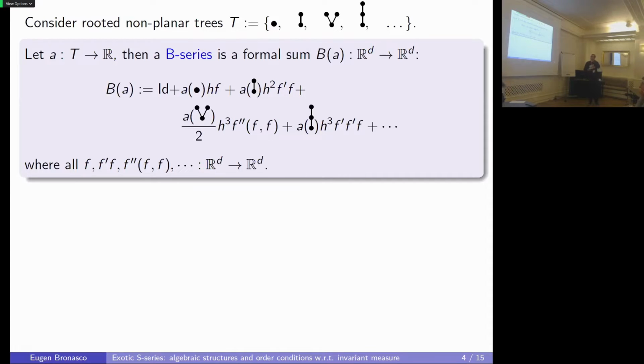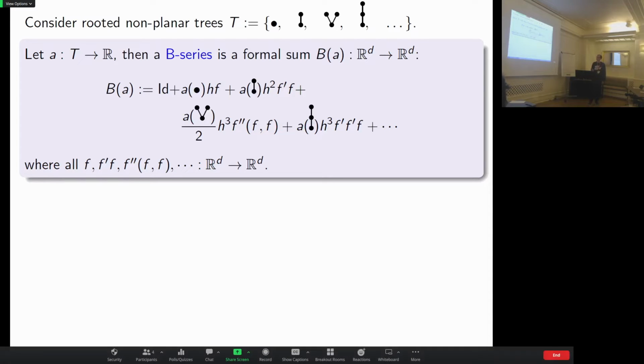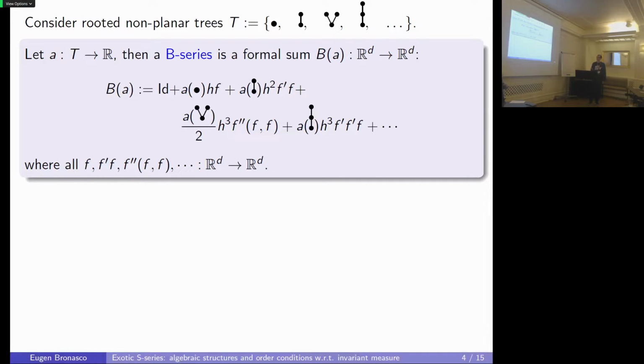We can take the set of rooted trees, some of which are listed here, and we consider functionals a from T to R. Then B series are formal sums of vector fields which are characterized by such functionals. Here we see the identity, hf, h squared f'f, and so on. The coefficients are given by the values of a, here a applied to the rooted tree which corresponds to the vector field in question.